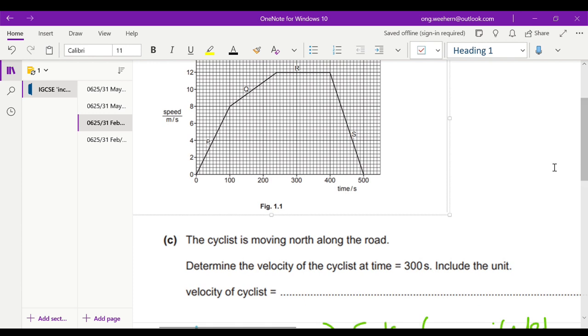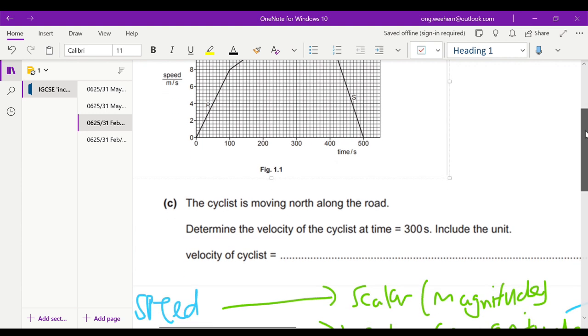This may seem like a very straightforward question, but a lot of candidates, I'm pretty sure, fail to get full credit for this. In fact, quite a lot of candidates lost marks from this question. You need to ask yourself, what is the objective of this question? Given that the graph only shows the speed and they ask you for velocity, you need to know that this question is testing you on the difference between speed and velocity. So what's the difference between speed and velocity?